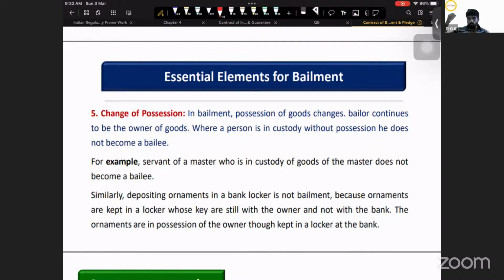If you give this key to the other person, there is a symbolic delivery, and I'll say that particular goods are delivered. But when you retain the key to yourself, that will not make any delivery. It is not to be considered as delivery. So when there is no change of possession, even though the goods are kept, there is no transfer of possession happening.